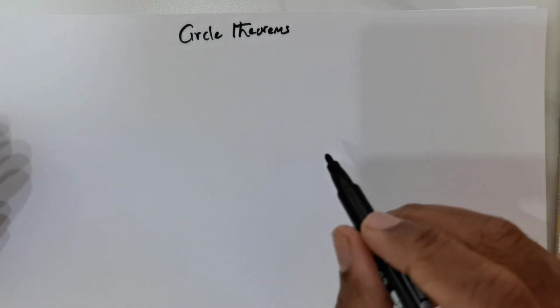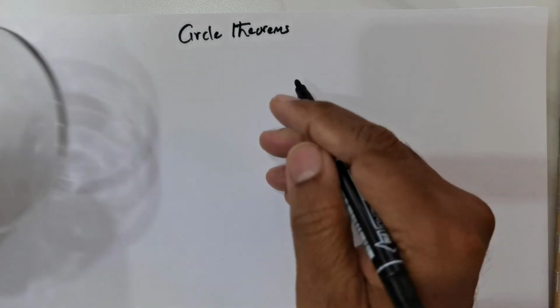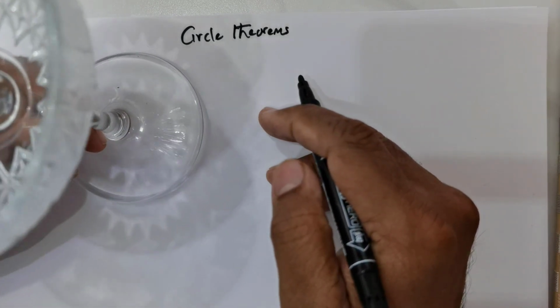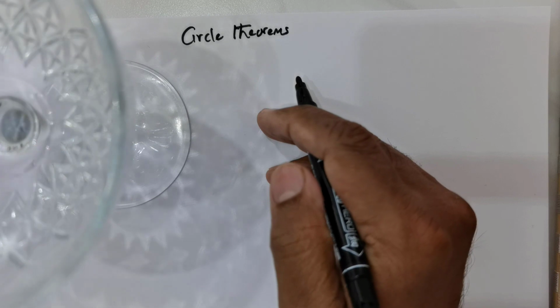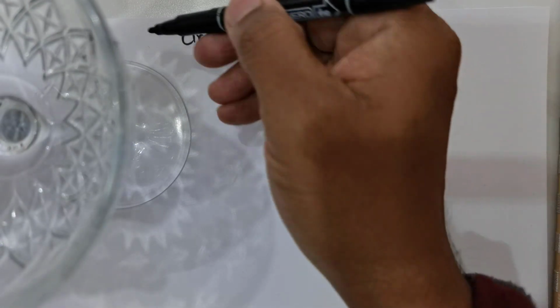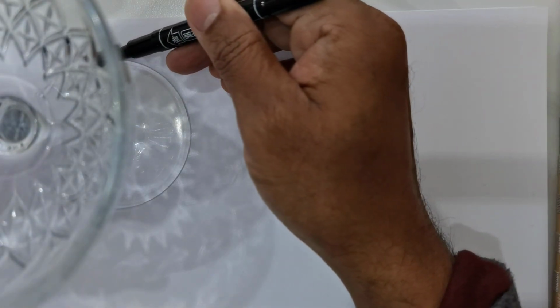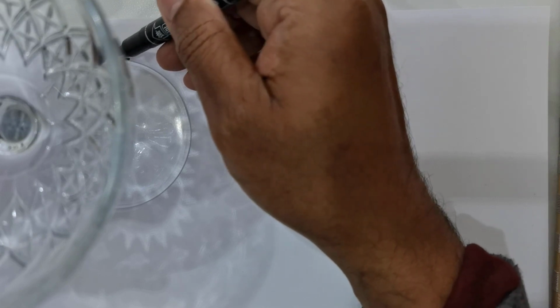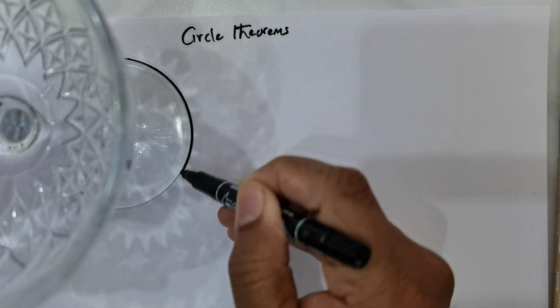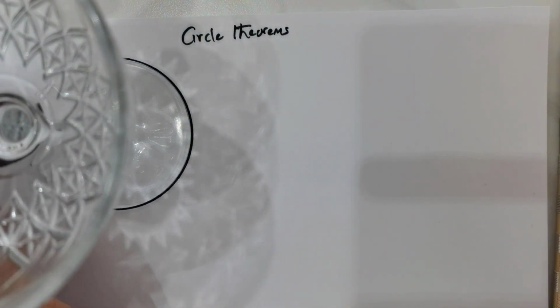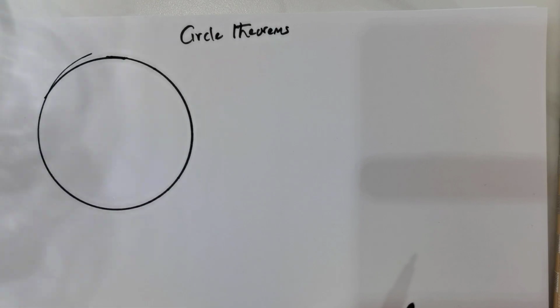So without any further ado, let me start off with the first and foremost thing, which is drawing a circle. I don't have a perfect round shaped object which I can utilize to draw a circle, so I'm using this particular tool. I hope I'm able to get a circle. Okay, so this is a circle.